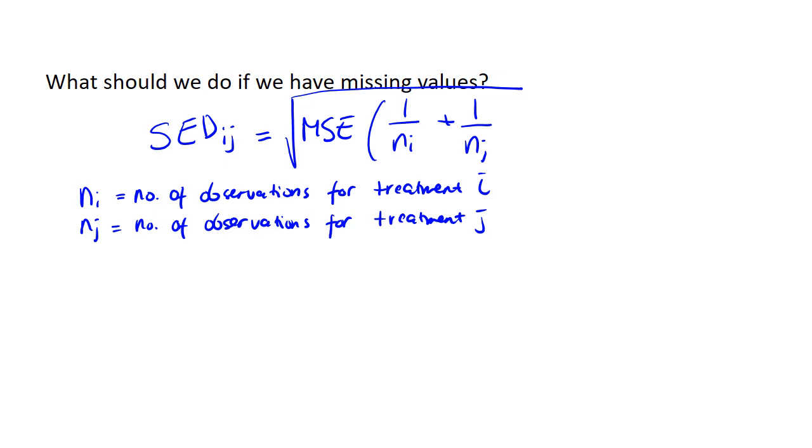In a blocking design, we can estimate the missing values prior to doing the analysis. This process is also known as imputation. We can also remove the missing values and use the available data to do the analysis. In this case, we might lose a block or treatment. Alternatively, we can use a mixed model approach that can handle unbalanced data.